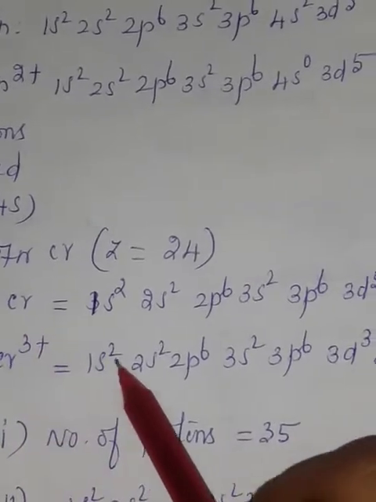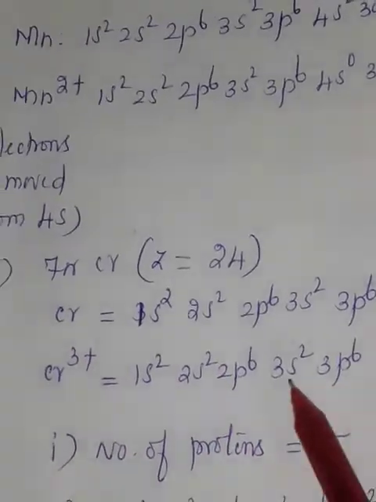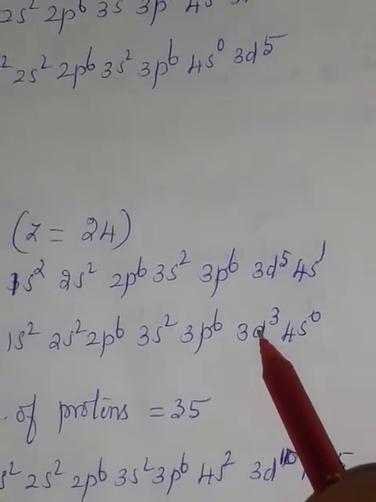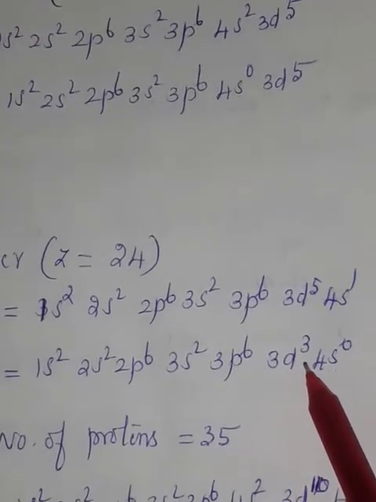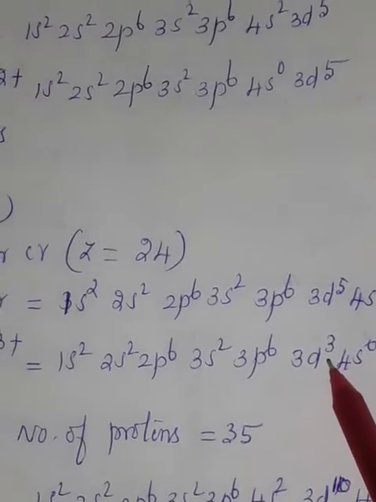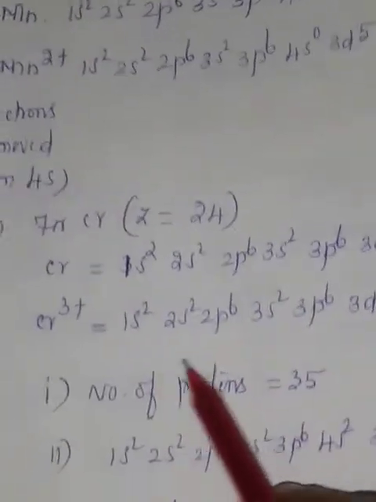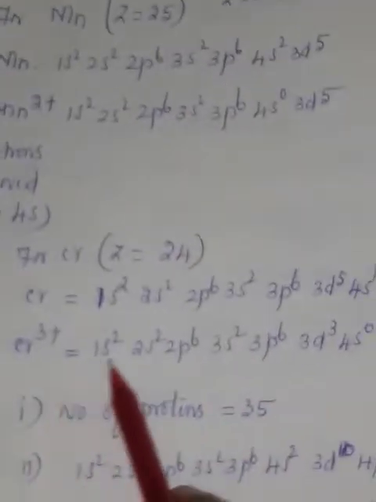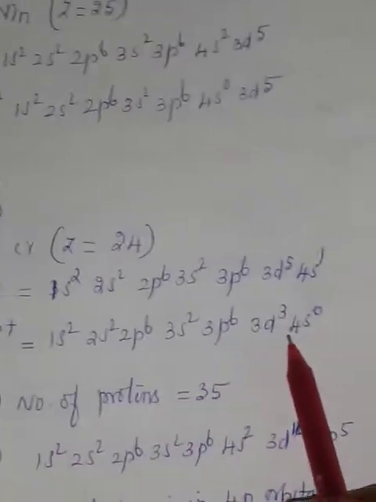Then for Cr3+, 4s0 and 3d. From 3d, 2 electrons are removed. So the configuration is this one. That is for the 39th question.